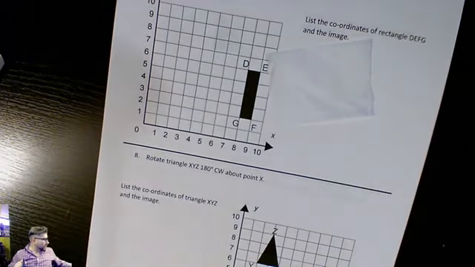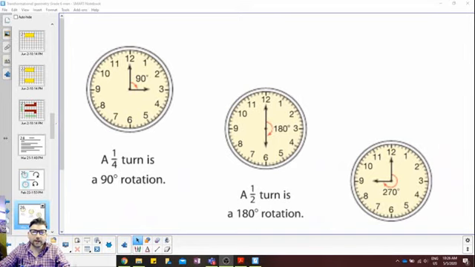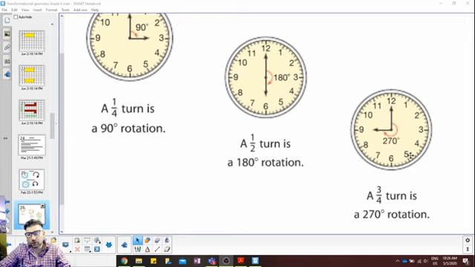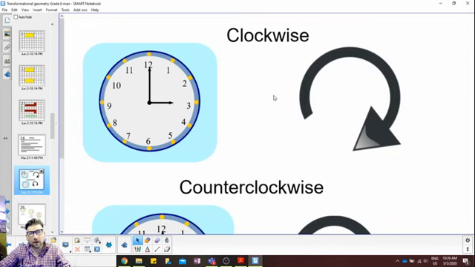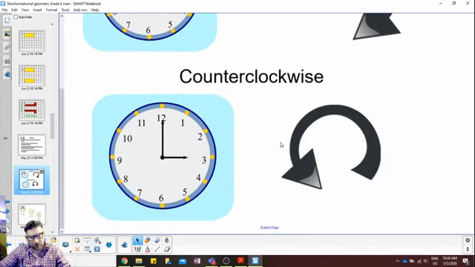Okay, and with this, just a reminder back to lesson 3.2, which is the intro lesson. We talked about all these things and introduced them. We had this slide here. It's like rotations are like a clock. So a quarter turn is a 90-degree rotation. A half turn is a 180-degree rotation. And then a 3/4 turn is a 270-degree rotation. So we rotate clockwise or we rotate counterclockwise.